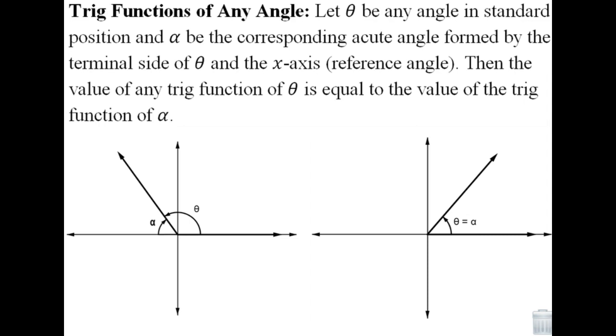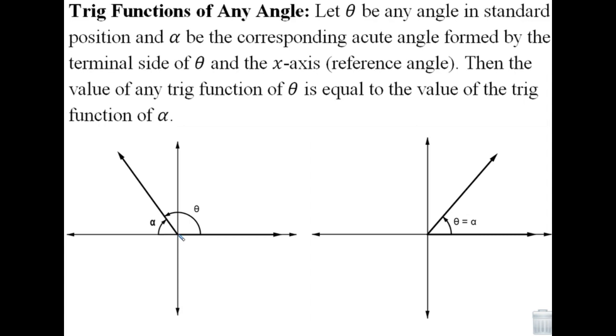All right, with what we've done with coterminal angles, we're now ready to evaluate trig functions of any angle. Here's how we'll do that. We'll say let theta be an angle in standard position, in the second quadrant, and alpha be the corresponding acute angle formed by the terminal side of theta and the x-axis. We'll call that a reference angle.